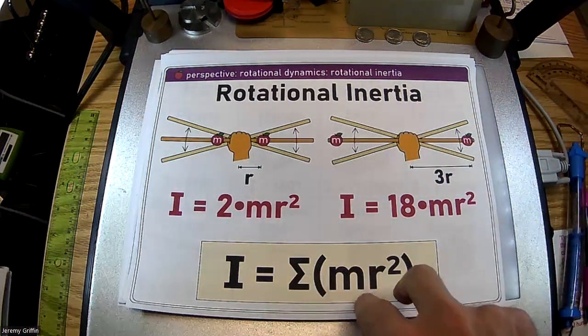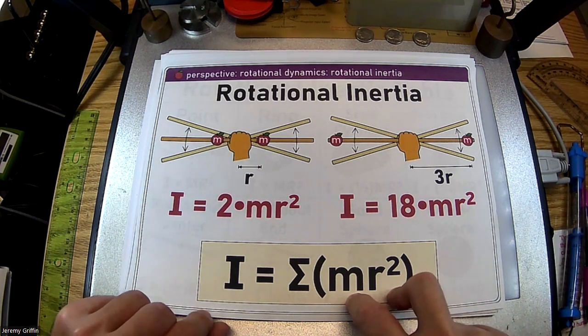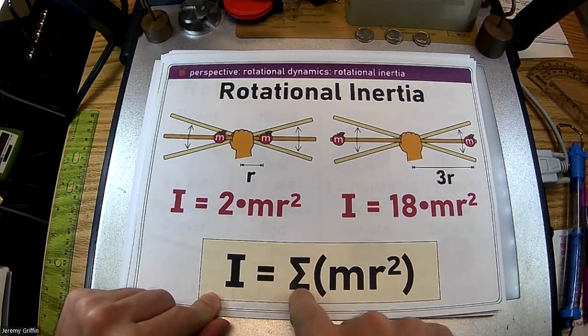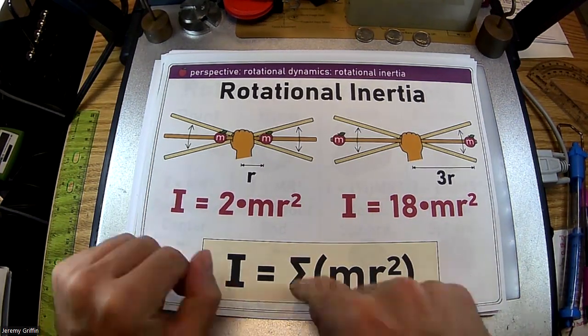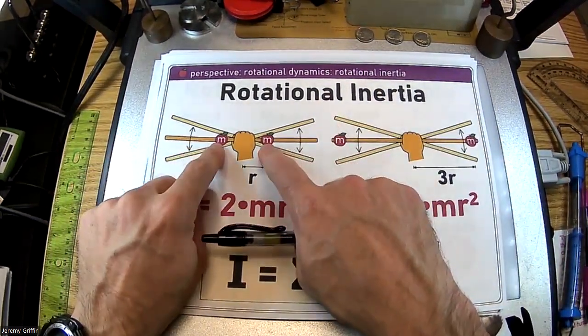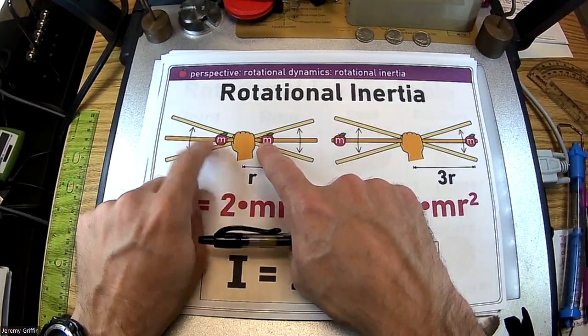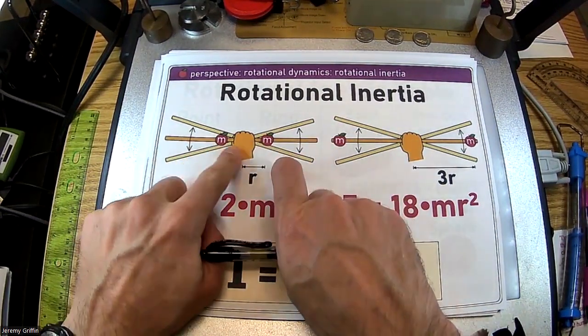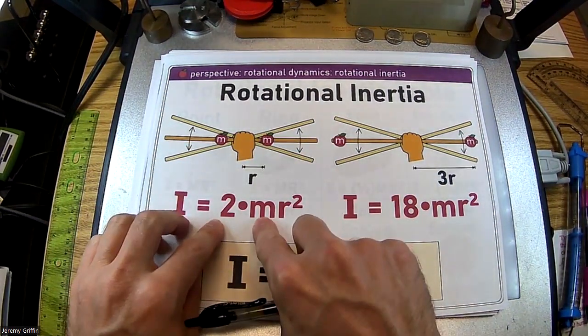So the formula for that is mr squared for a single point, right? And then if it's multiple points, you just add them up. That's what the sum is, right? Sum, just add them up. So if you ignore the meter stick itself, or say the meter stick has negligible mass, and just focus on these 2 point masses, that's mr squared plus mr squared. That's like 2mr squared for the left one, right?